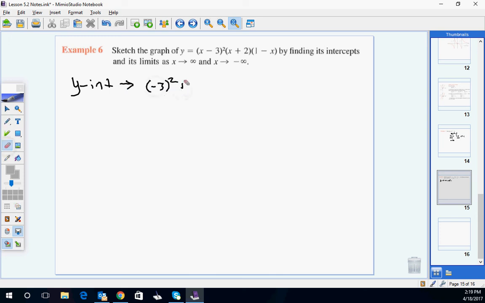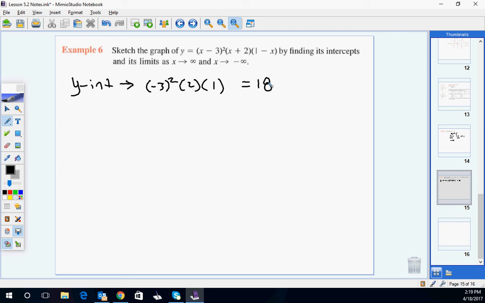Whoops, not plus. Multiplied. So that's what you have when you plug zeros in. You're going to see that your y-intercept would be 18. Okay, so we'll log that. On the next page, we'll sketch a graph. We'll get all the stuff that we need here, and then we'll sketch the graph last.